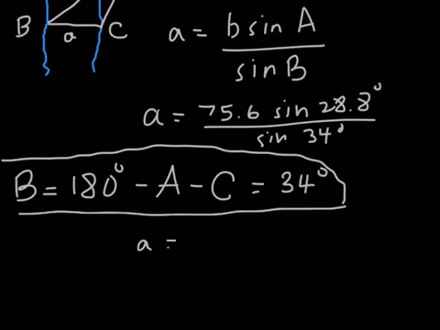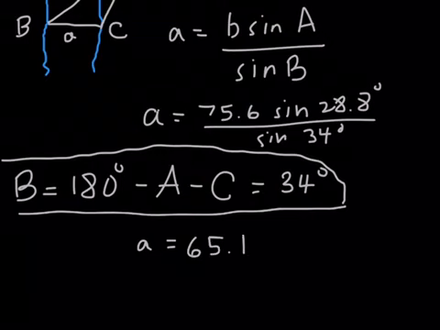So A is equal to, now when you punch all of this into your calculator, remember to use 3 significant digits. And then I am finding that A is equal to 65.1 feet. Don't forget units, okay? This is the distance across the river.